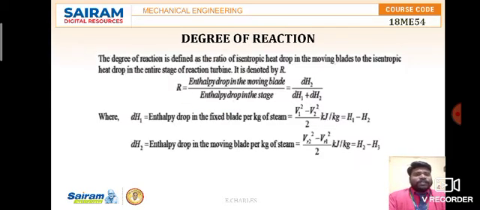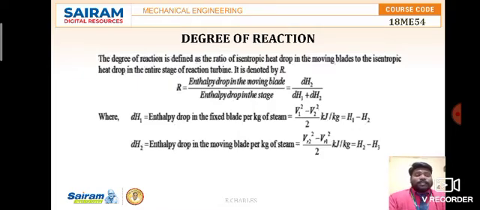Now next, let us see what the degree of reaction is. We have seen the same thing in module number 2, and the definition will be the same here. Degree of reaction is defined as the ratio of isentropic heat drop in the moving blades to the isentropic heat drop in the entire stage of a reaction turbine. It is denoted by the letter R. So R is equal to enthalpy drop in the moving blade divided by enthalpy drop in the stage, that is equal to dH2 divided by dH1 plus dH2.